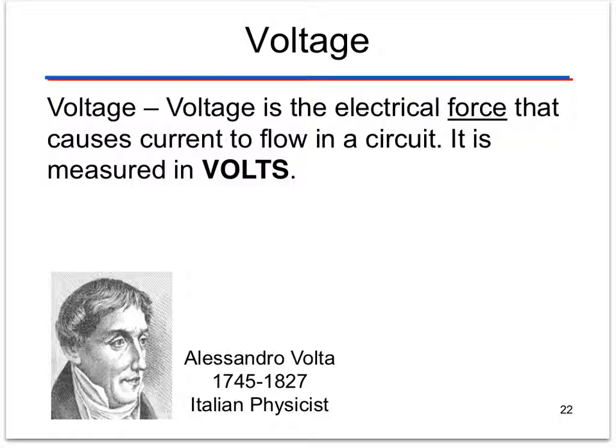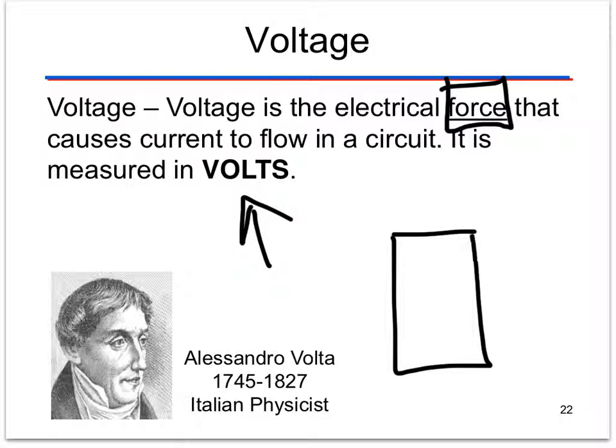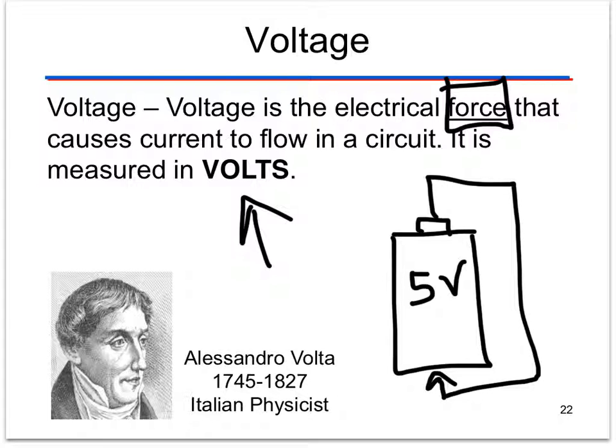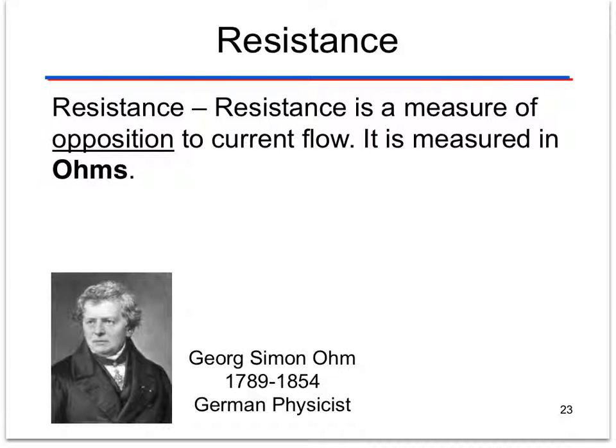So voltage is the force. That's a key word here. Force that causes current to flow in a circuit. It is measured in volts. Okay? So when you got a 5-volt battery, that is the electrical force that causes the current to flow. And here's a guy named, I can't even say his first name, Volta. He was an Italian physicist.